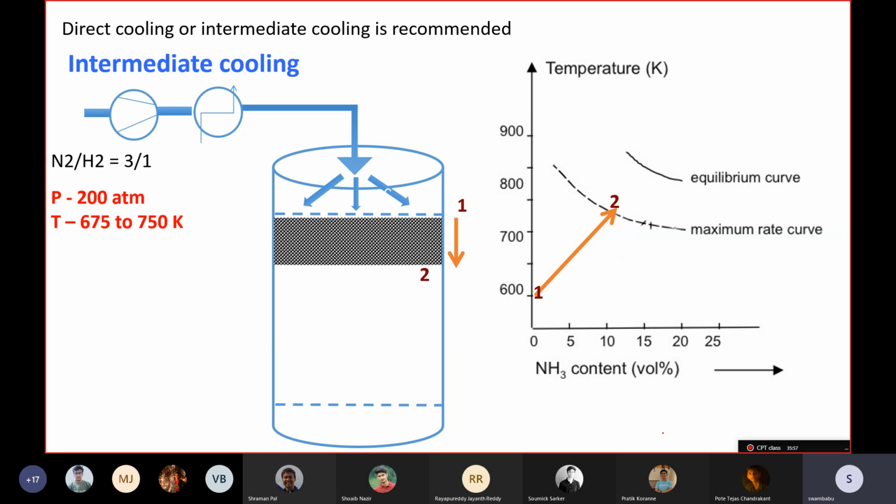So we need to cool down. We need to cool down the reactant to achieve this maximum conversion or maximum rate conditions. We need to cool down.